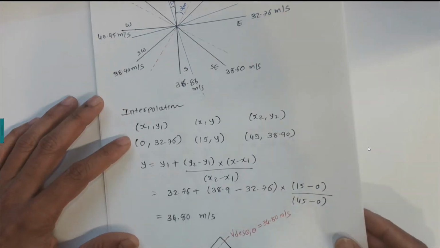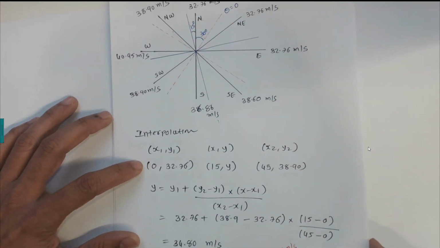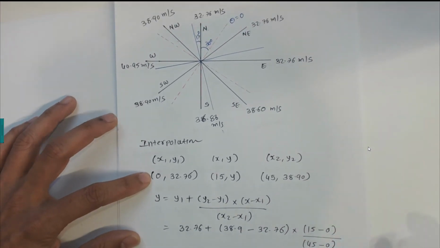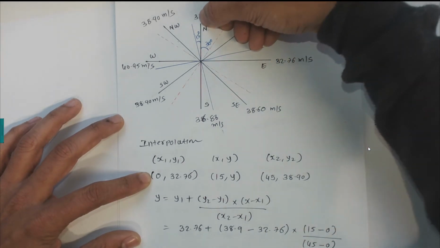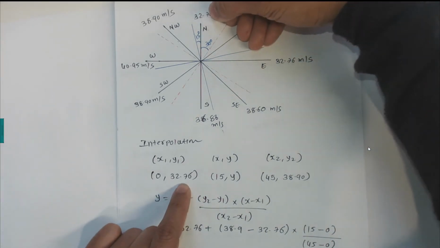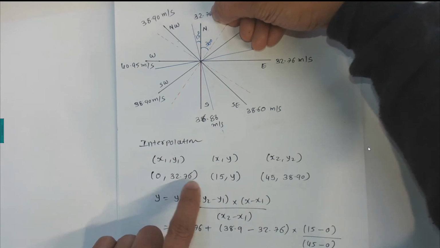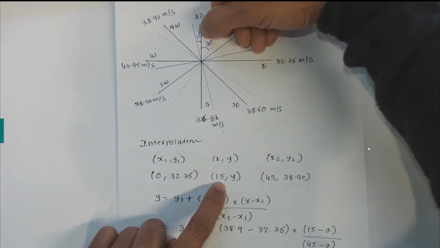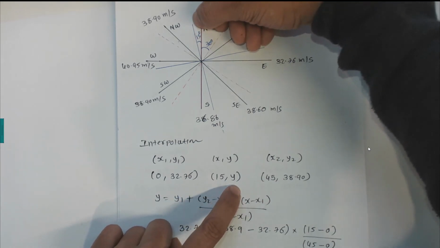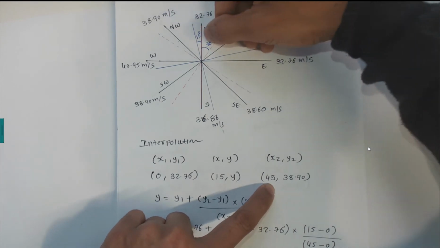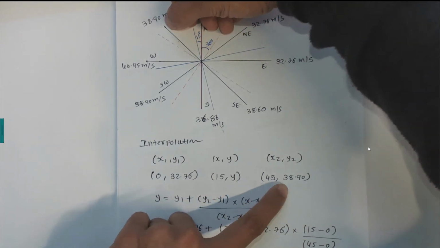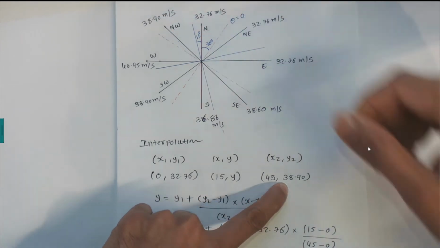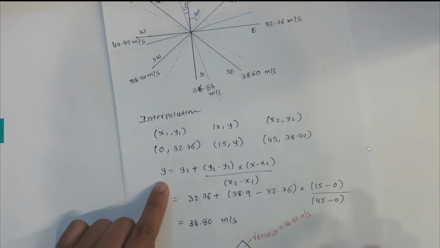So the interpolation is given here. For example, if I can just show how I did it. Let's say this is the reference 0, so that is theta 0, 32.76. X is 15 because we need to find this 15, because we know 13 and take it 45 sectors that gives 15. So 15, and we need to find the velocity here at 45. There's a 0 line, so that is 45, and the velocity 38.90.